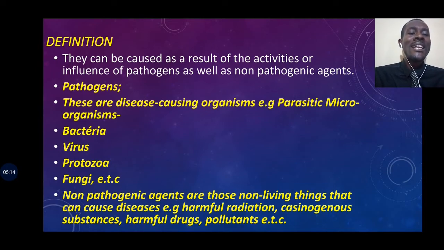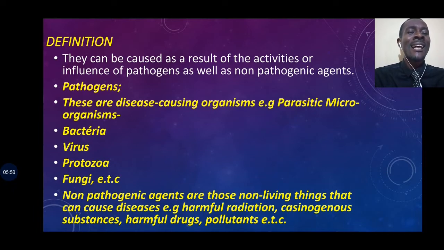Now, the non-pathogenic agents that can cause diseases are those non-living things that possess the ability to cause diseases. Examples: harmful radiations, like when you have nuclear reactions in radioactive elements like uranium, the ones they use in generating nuclear energy. Those emit some harmful radiations that can cause diseases in humans, animals, and plants.